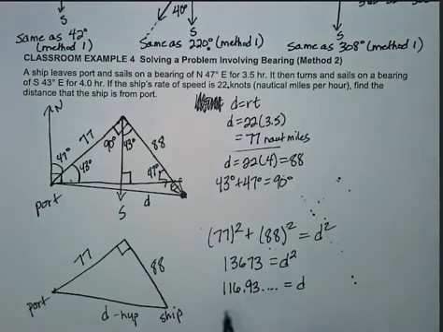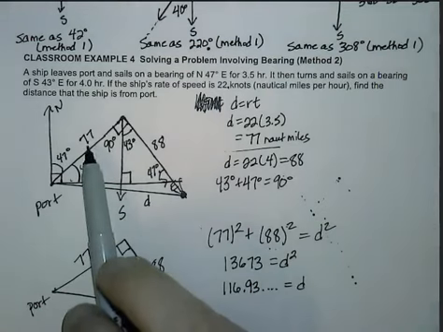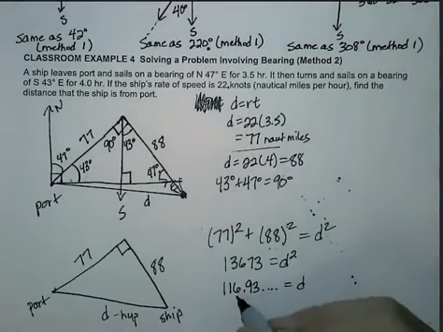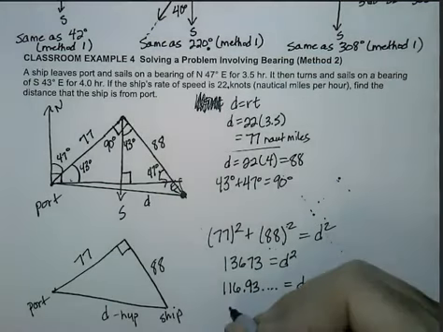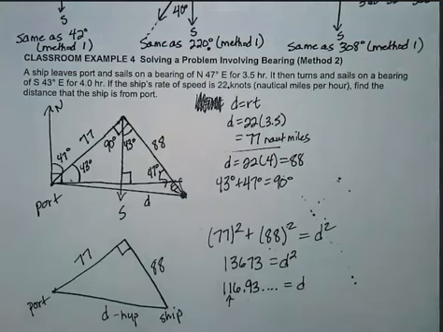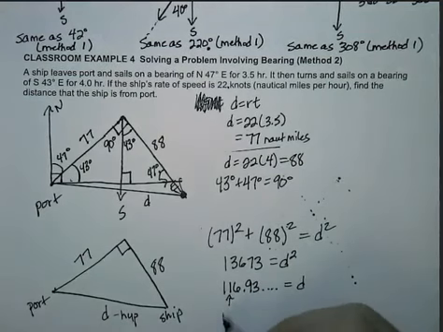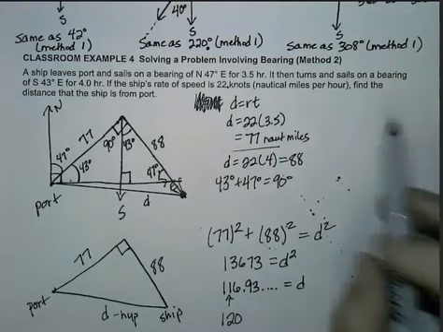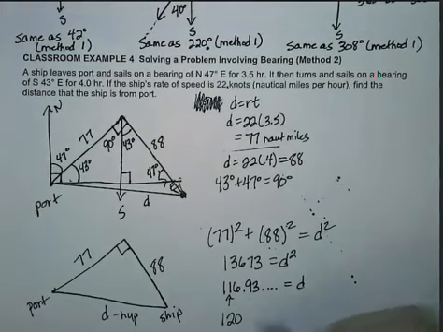Now I'm going to go back and look at how many significant digits I have. All of the numbers that I have in here are 2 significant digits. So I'm going to round this to 2 significant digits, which means I'm rounding it to the tens place. That would give me 120 for my answer. So the ship is 120 miles or nautical miles from port.